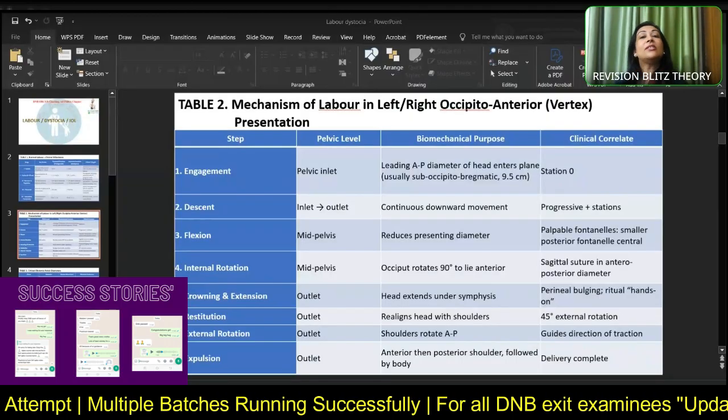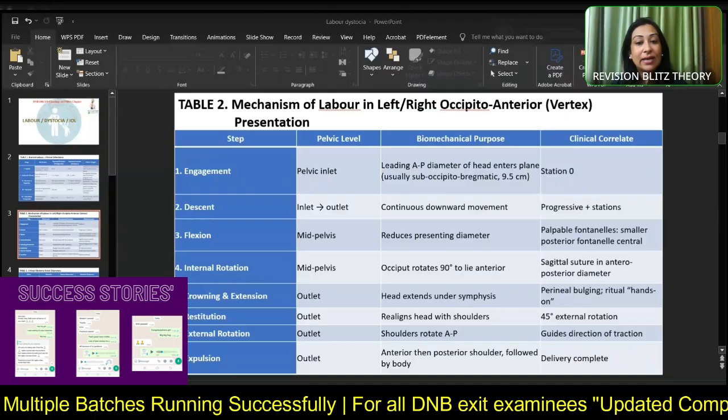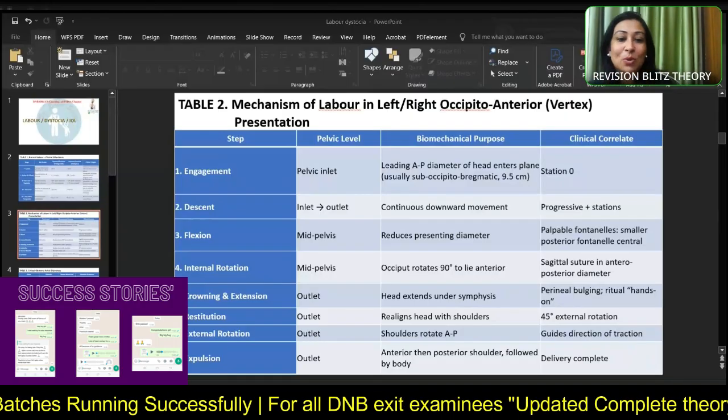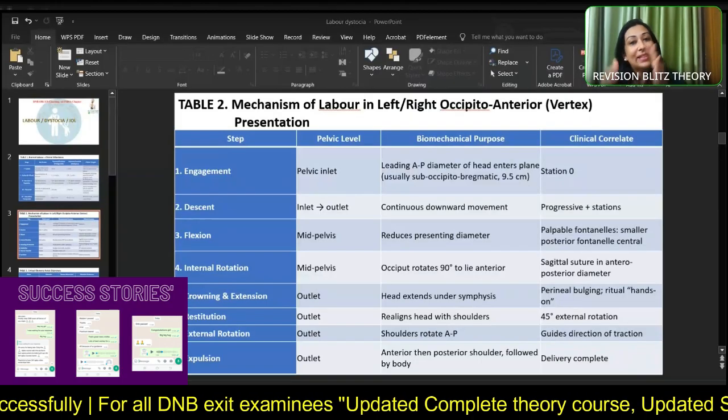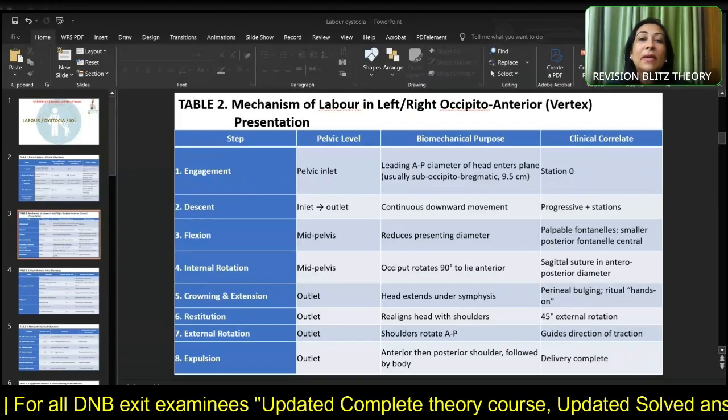Correct? Then there is restitution, because inside there was a torque, it realigns with the shoulders, and then the shoulders move. So there is an external rotation, and then finally there is expulsion of the baby.